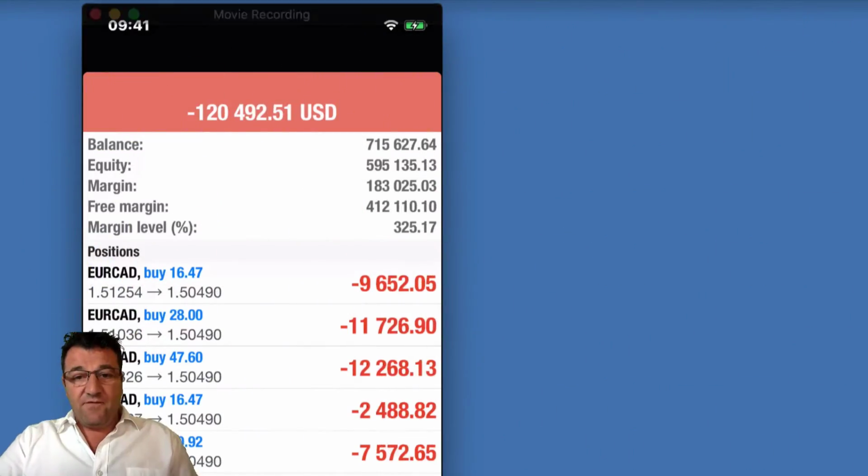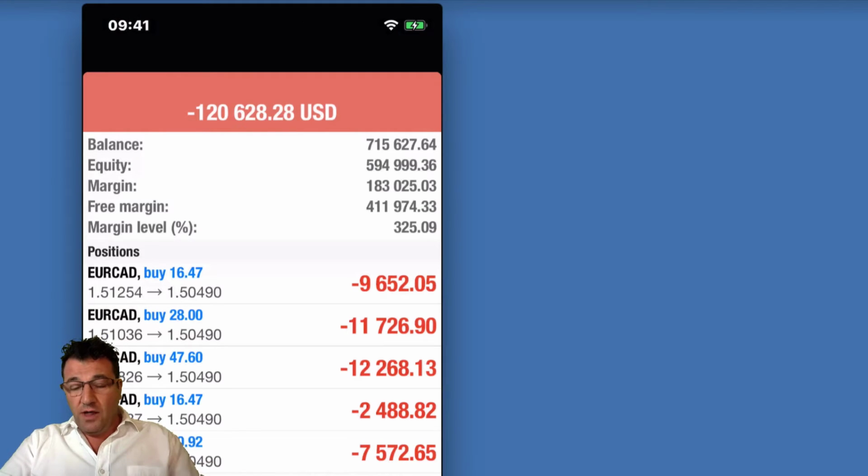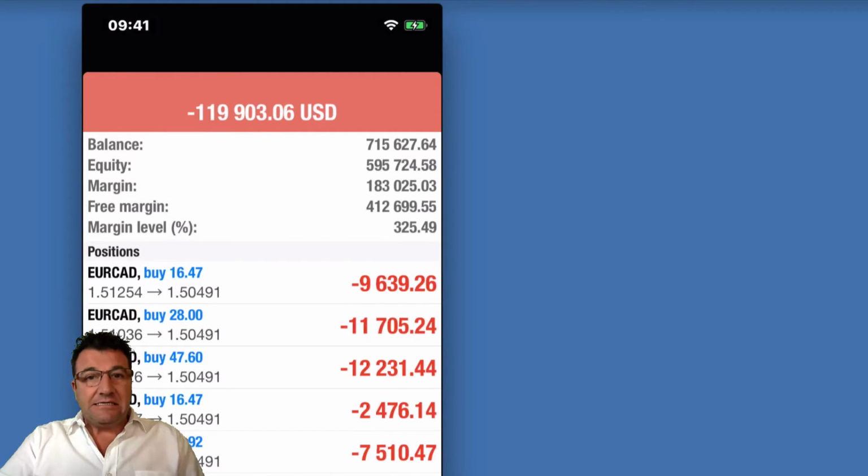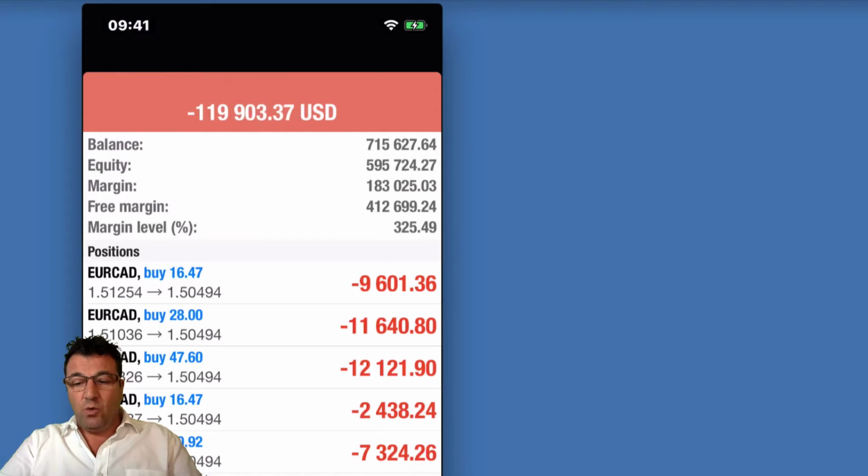Right, so I'm going to turn my phone sideways and I'm going to show you what insanity is. Insanity is actually watching the prices going up and down and basically hoping for the best, hoping that the currency is going to turn around and you're going to get profitable.